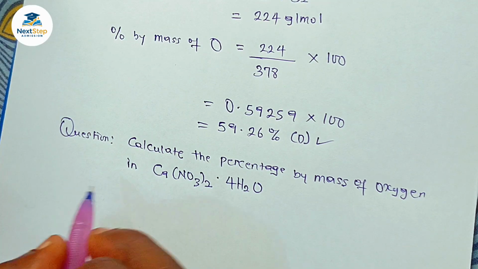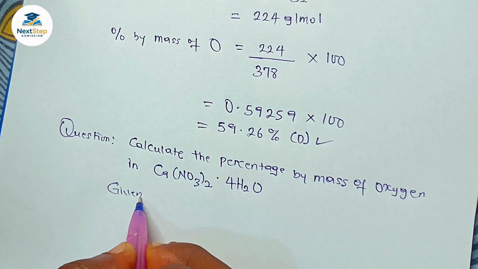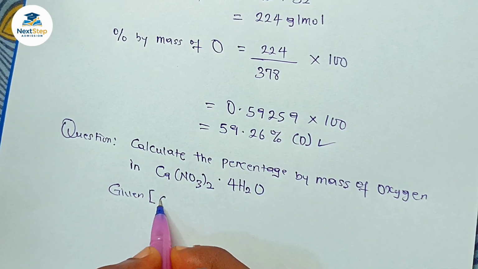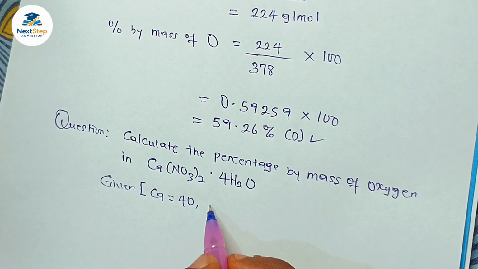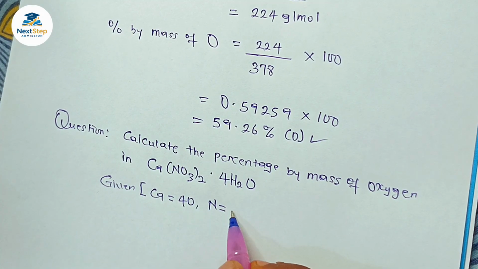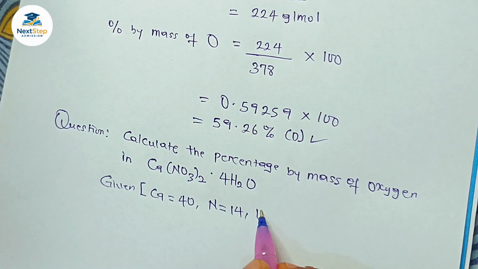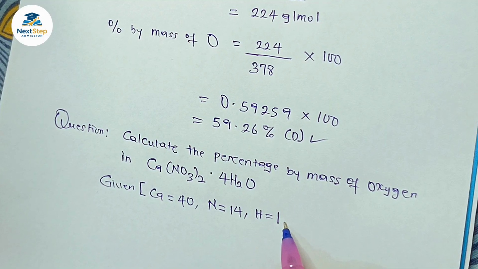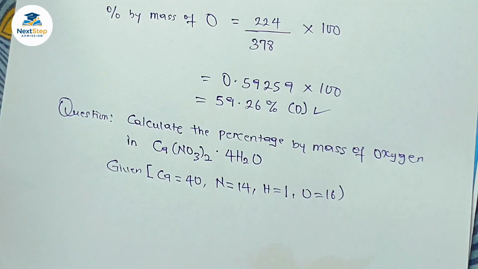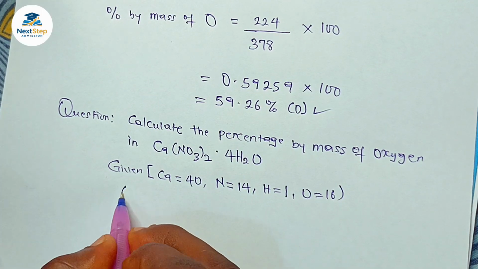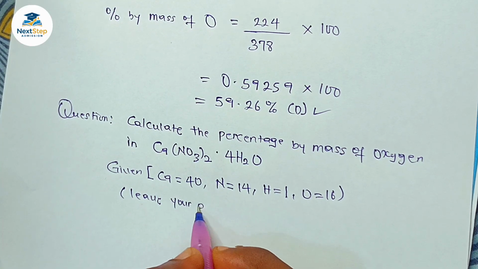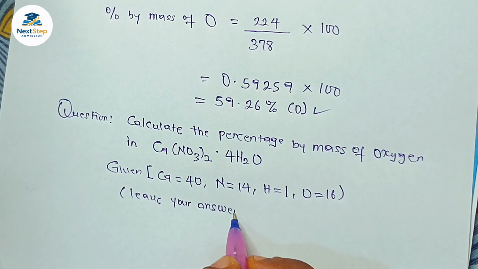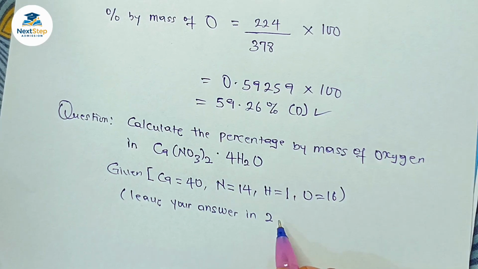All right, so you are given the mass of calcium to be 14. So you will be needing it. Mass of nitrogen to be 14, mass of hydrogen to be 1, and mass of oxygen to be 16. So there is no option for this, so just let me know your answer, but leave your answer in 2 decimal places.